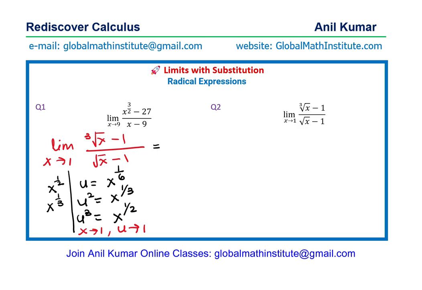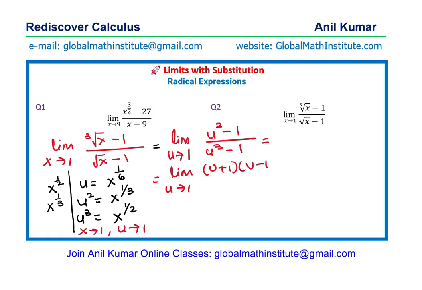This time, I'll rewrite the whole limit thing. So rewrite, and u squared becomes cube root, right? And this becomes u cubed minus 1. This factor as we did earlier. Let me do it here. Limit u approaches 1, u plus 1 times u minus 1 over u minus 1 times u squared plus u plus 1, correct?